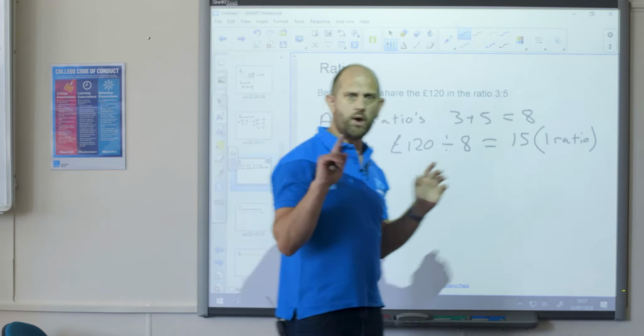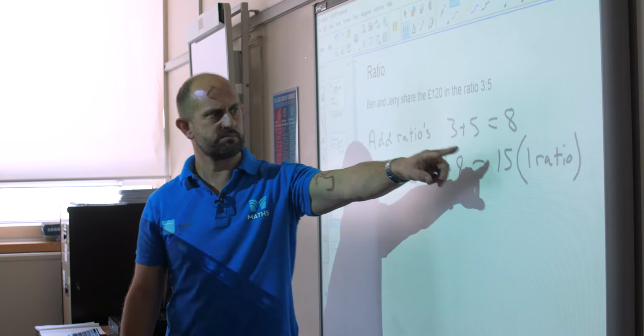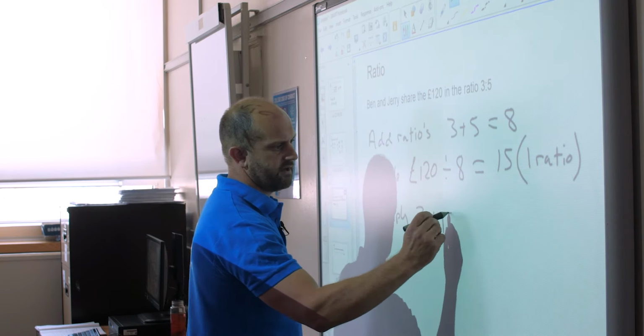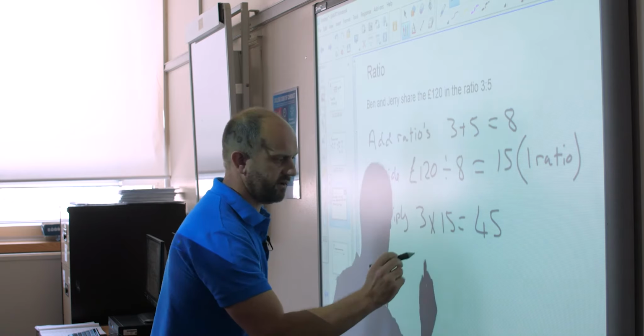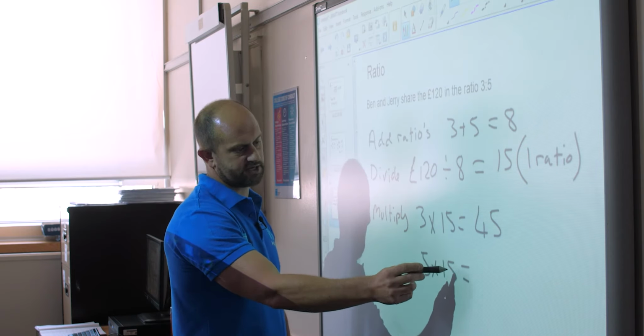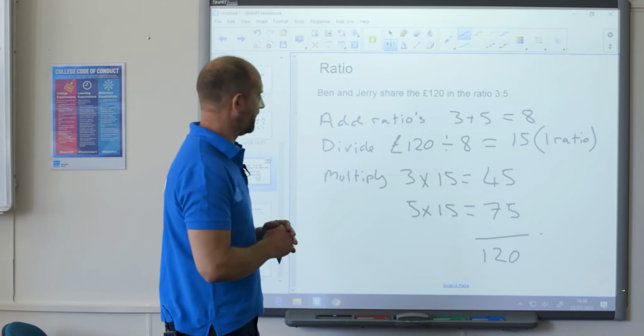Once you've found one ratio, you can then do anything you like with the rest of the question to find answers. Now all I'm going to do then is multiply. Okay, and I'm going to do my 3 ratios multiplied by 15 and my 5 ratios multiplied by 15. So I've got 3 times by 15. So that's 3 times 10 is 30, so that's 45. And then I've got 5 times 15. So that's 5 times 5 is 25, 5 times 10 is 50, so that equals 75. Quick check, if I add those up together, yeah, those also equal 120, which is my starting amount of money that I had to share out in the beginning.